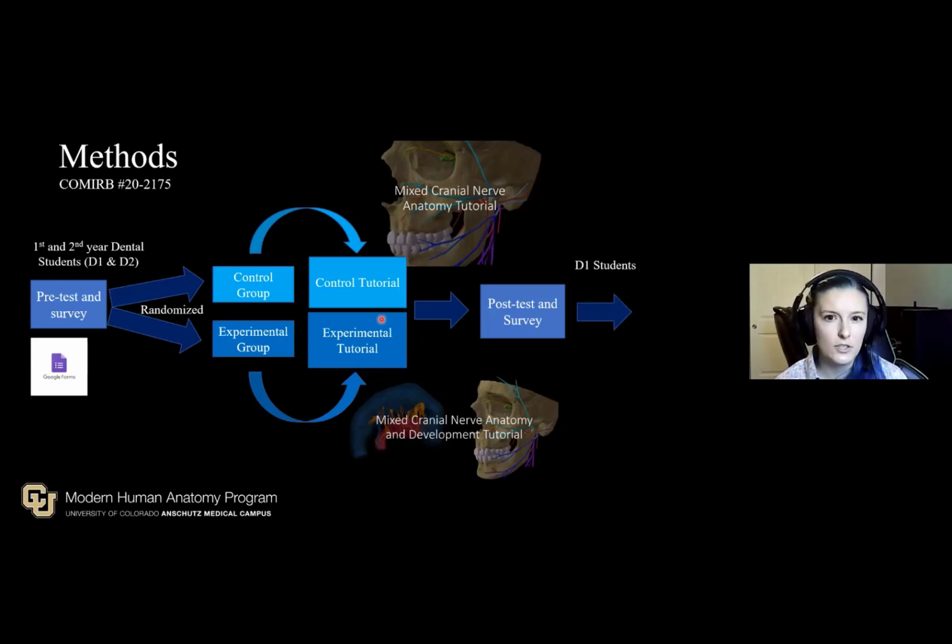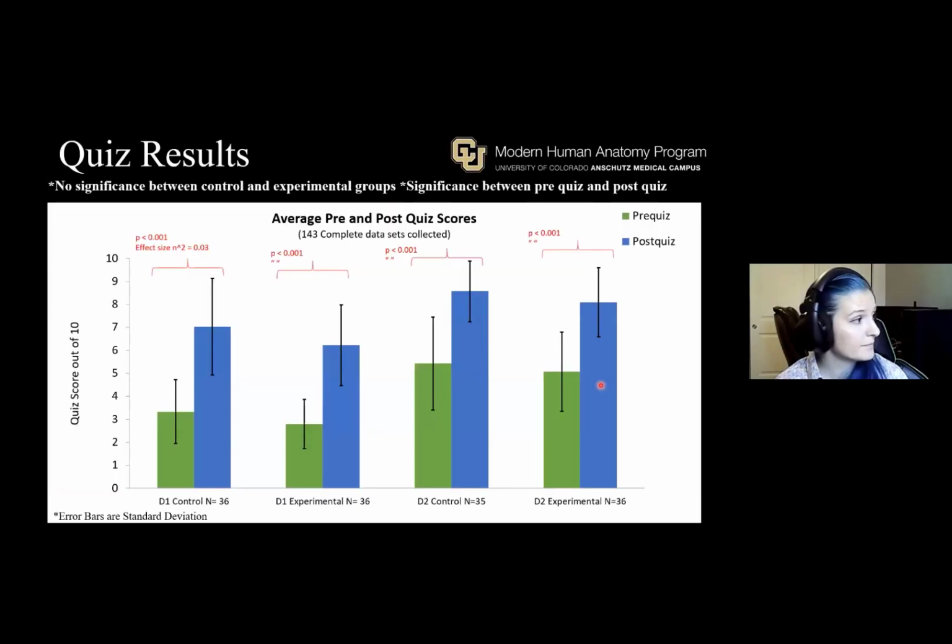Because of the second year's curriculum with advanced head and neck anatomy, they cover cranial nerves pretty readily. So I wasn't able to send them a retention test without having that confound of their course content. Therefore, I only sent a retention test to the first year dental students. And we'll look at that data in just a second. So with all of this, what did we find out about integration? There's no significance between the control and experimental groups.